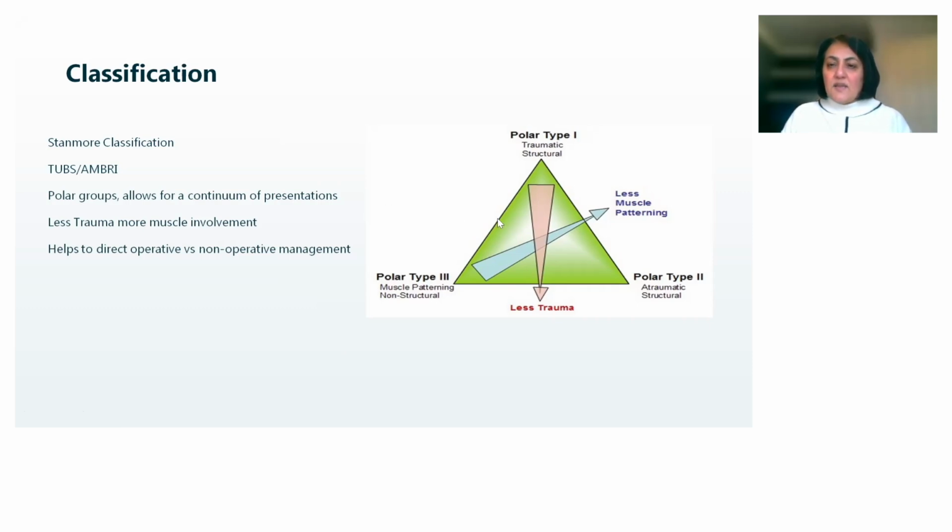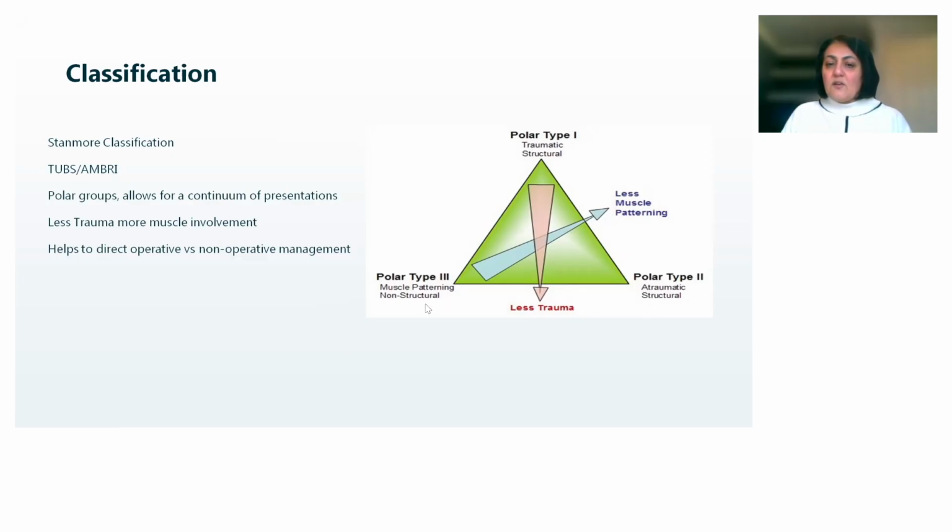The Stanmore classification recognizes these two groups. So polar type 1 will be your traumatic, unidirectional, may have developed a Bankart lesion, so disruption of the capsuloligamentous complex, and there may also be some significant bony damage. As you come down the triangle, there is lesser trauma, and then you get the polar type 2 group, so atraumatic. These patients may be multidirectionally lax, and there may be an inferior component to their instability.